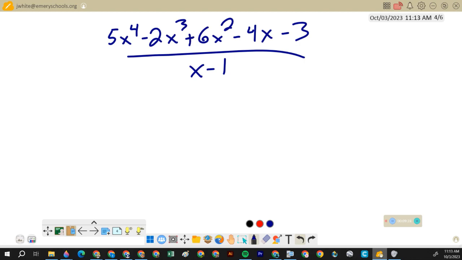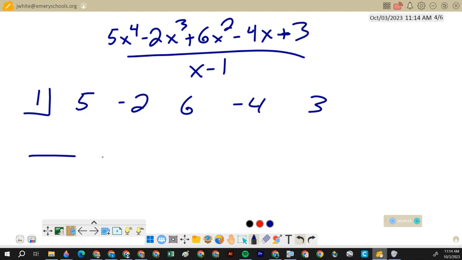Let's make this a plus and this a plus. There we go. So, what number goes in the corner? 1 goes in the corner. Am I missing any coefficients? No. So, my coefficients are 5, negative 2, 6, negative 4, and 3. Now, I warn you, I just made this up. This could get awful. So, I might end up changing some of the numbers. But hopefully it's not too bad.